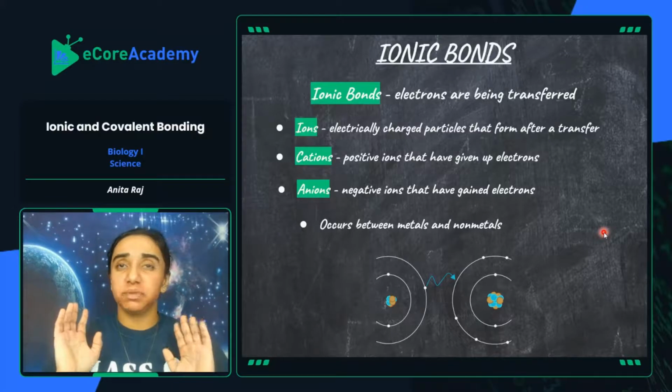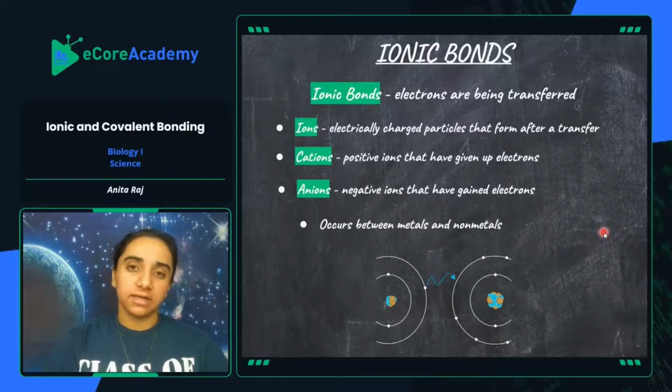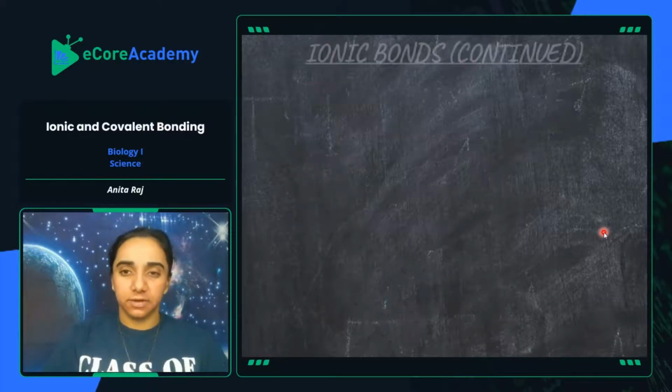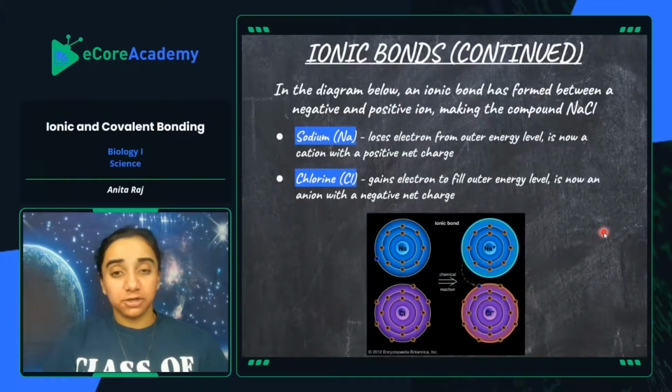For example, the best example is NaCl, sodium chloride. So sodium is a metal, chlorine is a nonmetal. They bond together and they form salt. So that's an example of an ionic bond forming between a metal and a nonmetal. So let's continue with ionic bonds, and I'm going to talk about sodium chloride.